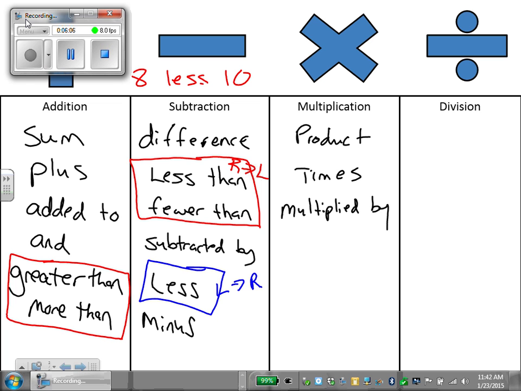Think percentages. How do you say, like, give me a problem with a percentage? Find 50% of 100, right? So what does that imply for you to do? You take 0.5 and times it by 100. So of means multiply as well. Okay? How about division?